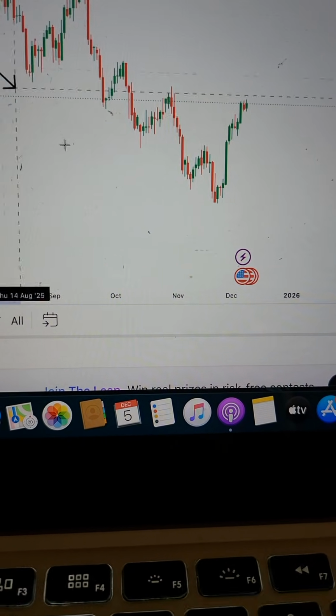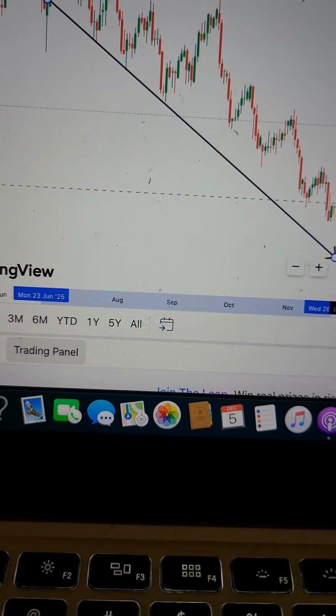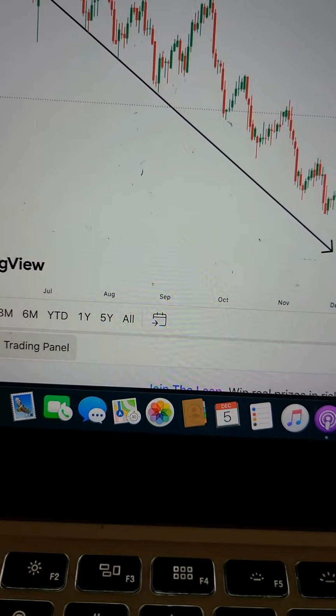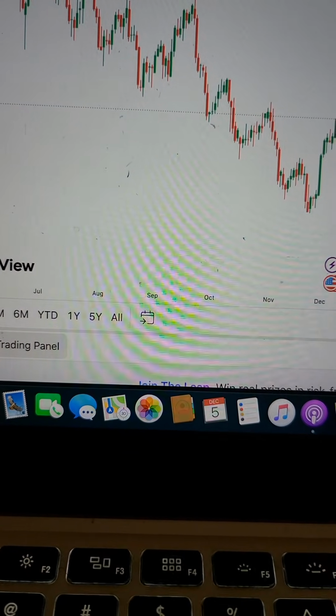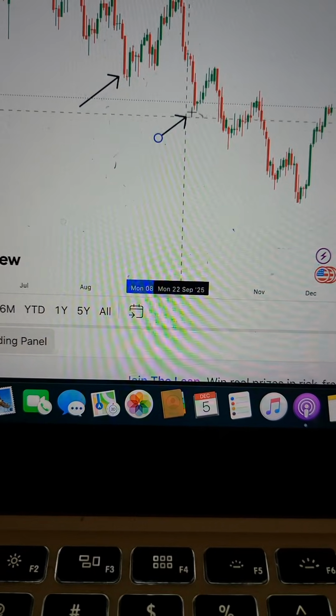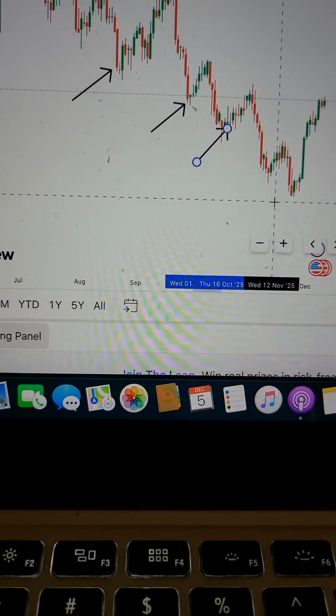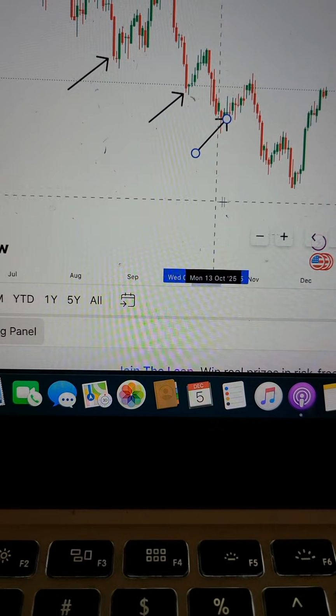If you look at this pair very well, you can see that price was falling down. That's why I told you, trade what you see. Price was falling, so it was a bearish trend. And you know the characteristic of a bearish trend is that we have lower lows in the market. We have a lower low there, there, and there. Then we also have the last lower low, which is this one.